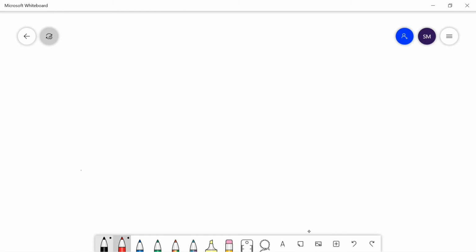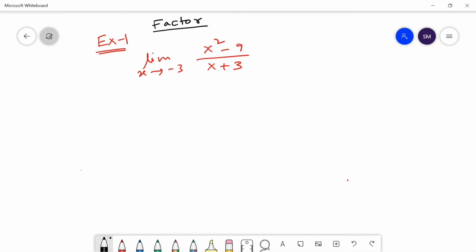Let's start the examples. So we have here example 1. This example will consider the easiest function. Limit x tends to minus 3, x square minus 9 over x plus 3. In this case you will see that the denominator is coming 0. So how will we solve this problem? We have to use the factor method to solve such problems.